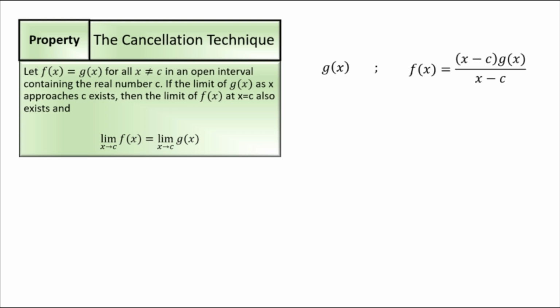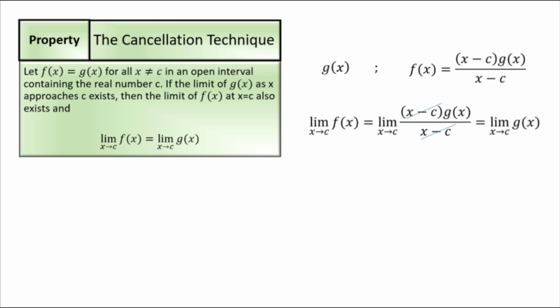So how exactly is this property useful? Well, it says that under limit, almost equal functions such as f of x and g of x, those that differ only at one point, will yield the same result. In short, under limit operation, cancellation of common factors is allowed.